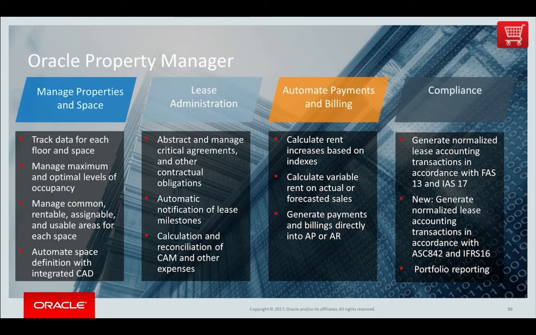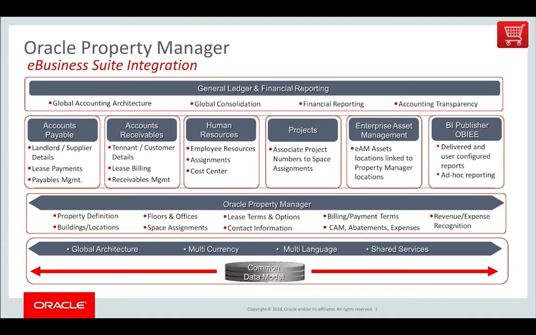So if you're also a landlord, you want to do some billing into AR for your tenants, you can do that as well. And it covers all the compliance with existing GAAP and the new ASC 842 and IFRS 16. Again, it's based on the EBS product. So you define all your property, your building locations, for space assignments, capture all your contract information, all your terms.